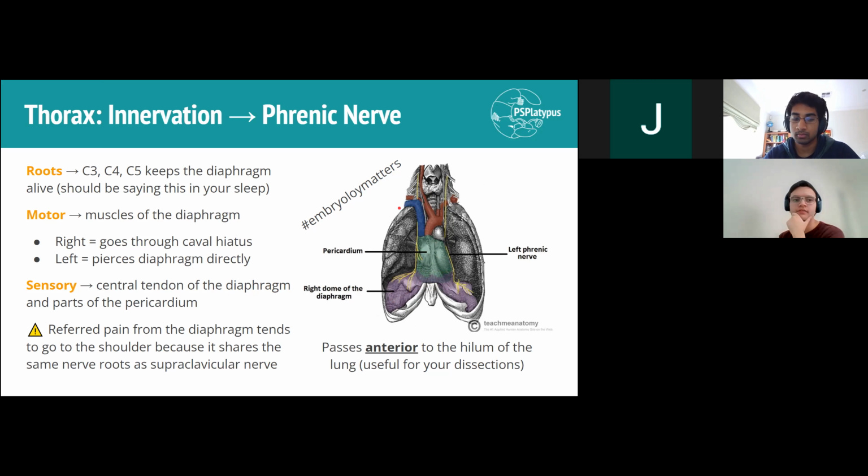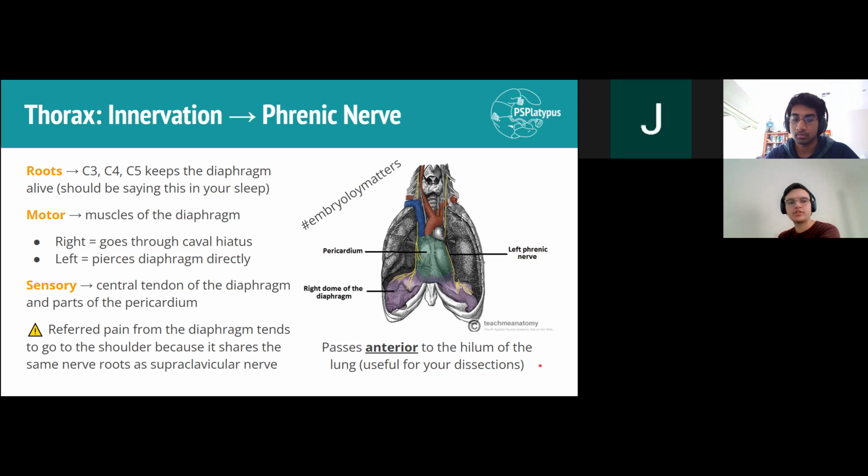Another way to think about it, if you don't want to think too much in terms of embryology, which I'd still encourage you to do, is that C3, C4, C5 are also the nerve roots shared by another nerve called the supraclavicular nerve. And that arises from the neck region as well. That nerve supplies sensory innervation to the shoulder region and the neck. So that also explains why your body confuses which one is which.